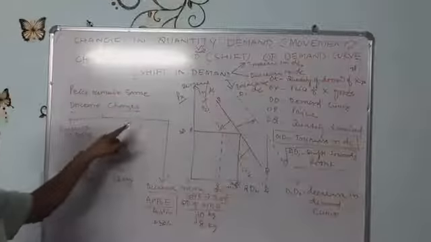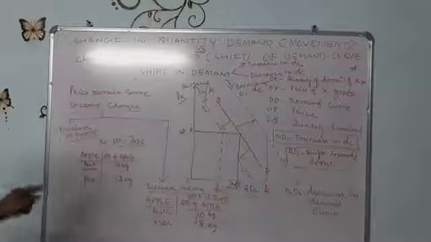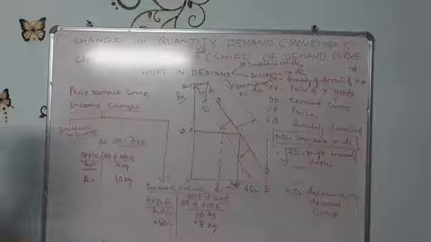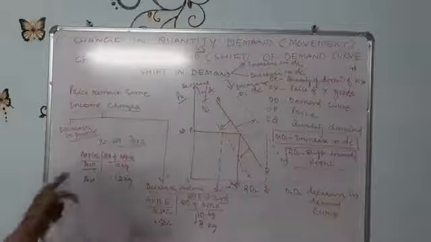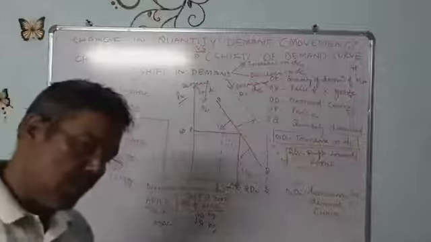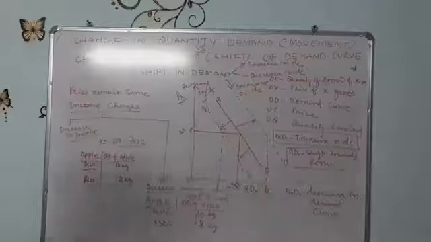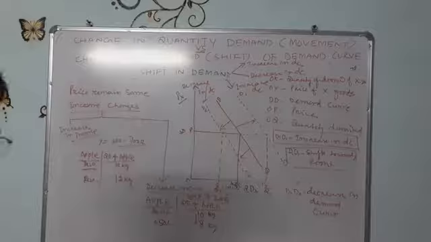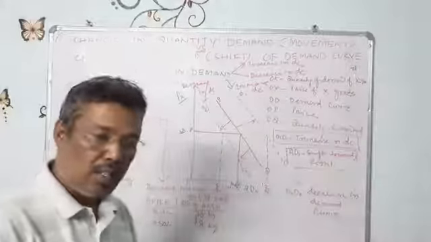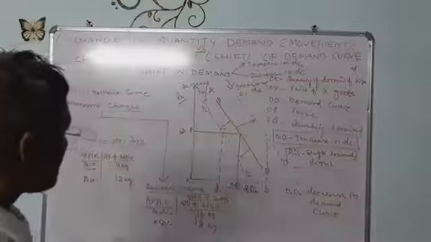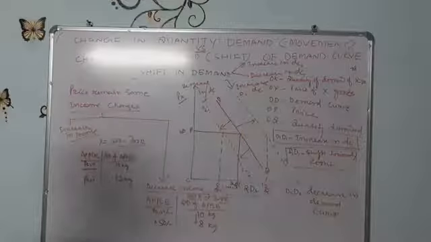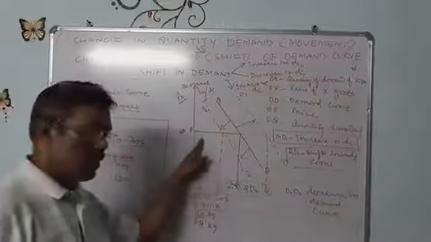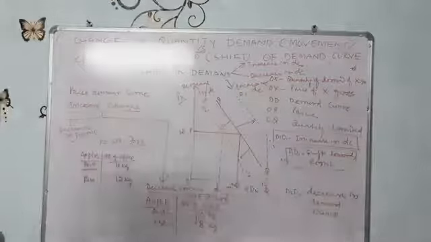What do we mean by increase in demand? Whenever the price remains the same and income increases, not just changes. Changes mean it may be increase or decrease. So whenever income increases at the same price, demand increases. That is called increase in demand. When price remains the same and income decreases, the demand curve shifts toward the left. That is called decrease in demand.